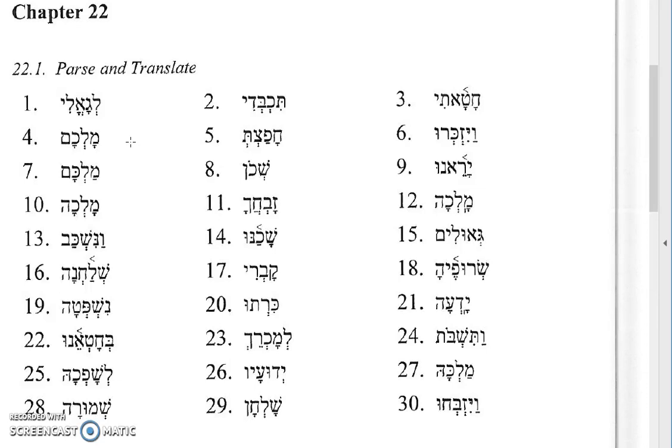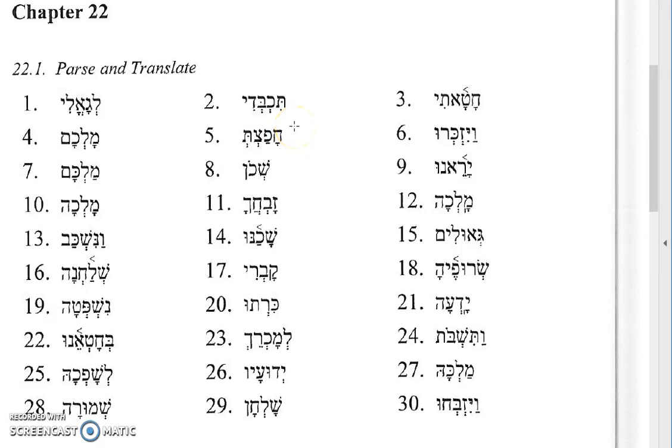Leko'ali would be the preposition lamed attached to ga'al in the infinitive construct with a hireq yod pronominal suffix, and that would mean to redeem me, or with regard to my redeeming. Either to redeem me, with the I as an object, or with regard to my redeeming, with the I being a subject. It can go either way. It's a matter of context.